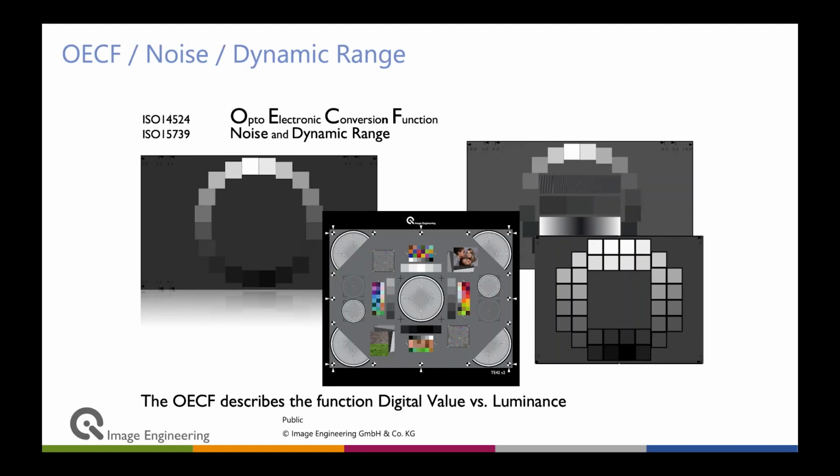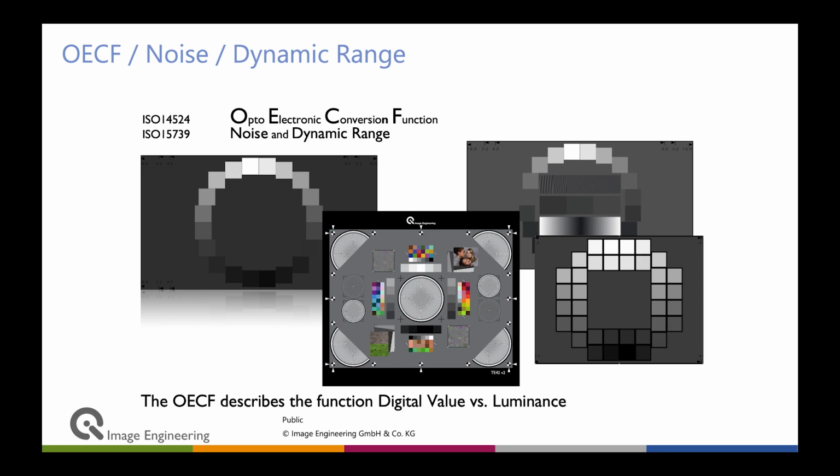Okay, so OECF. OECF stands for Optoelectronic Conversion Function, and there is an ISO standard, the 14524, that describes how to measure it. The nice thing is we can combine that measurement with ISO 15739. So actually we measure typically OECF, dynamic range, noise according to SNR, and visual noise at the same time, so with the same target, same setup. That's of course very powerful and very useful.